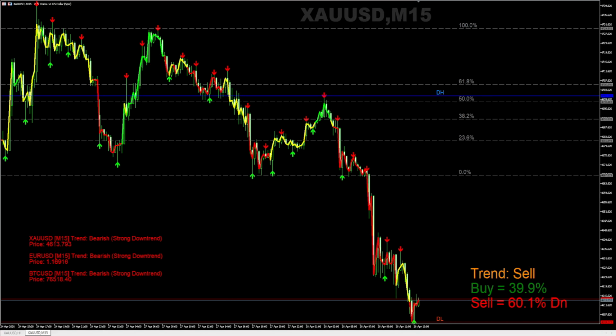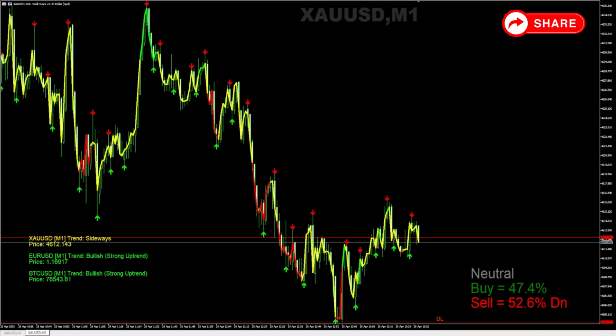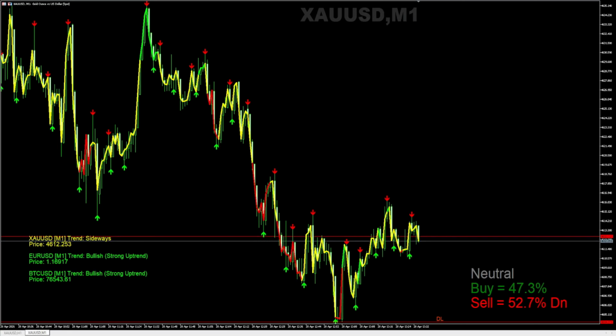Picture this. You're on the EUR/USD 15-minute chart. Price has been grinding higher for hours. Suddenly the buy percentage climbs to 67% and the label changes to trend max up. You already have a long position, now you know the momentum is still strongly behind you. You might even add to the position or tighten your trailing stop.